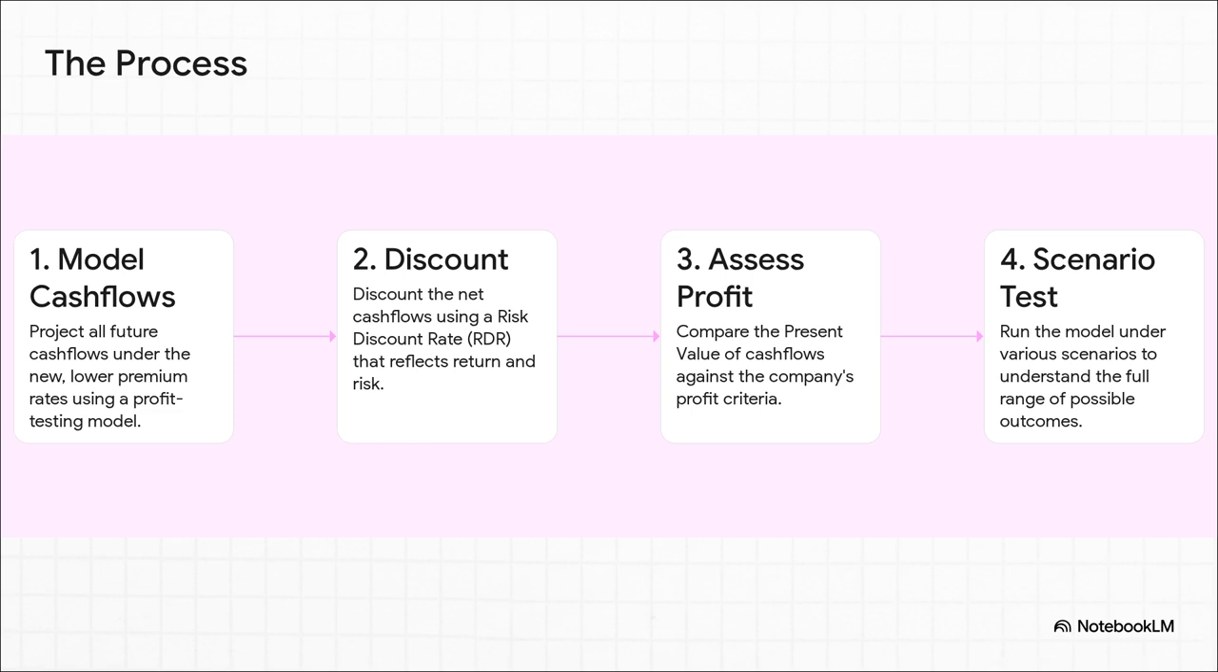Now, the RDR is absolutely key. It's not just some random number. It's built up from the risk-free rate plus explicit additions for all the risks you can't diversify away, things like market risk. It reflects what shareholders demand as a return. Third, you look at the resulting net present value and see if it meets your company's profit targets. And finally, and this is super important, you run scenario tests, maybe thousands of simulations, to see the full range of possible outcomes, not just one single number.